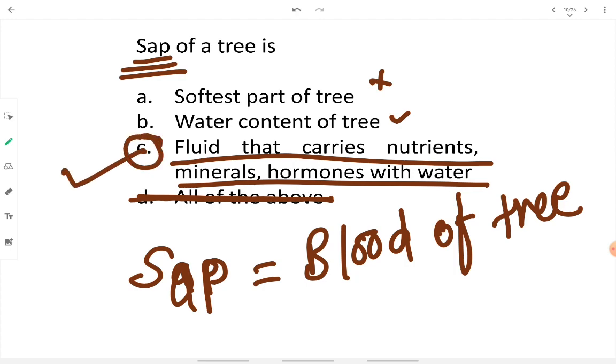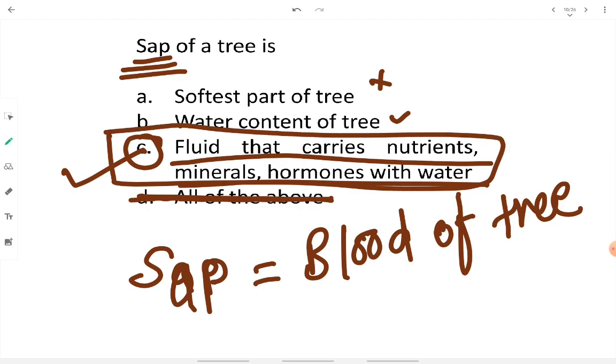Also, whenever we are dealing with a multiple choice question, most of the time you will see there are no wrong answers but a most correct answer. You have to make the choice regarding the most correct available option among the alternatives provided, whether 4, 3, 2, or whatever number of options are given. That's why sap of the tree is a fluid that carries nutrients, minerals, hormones along with water.